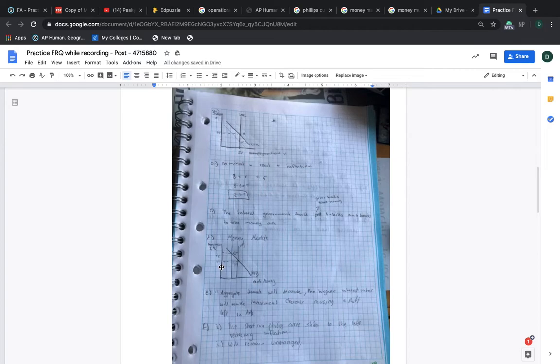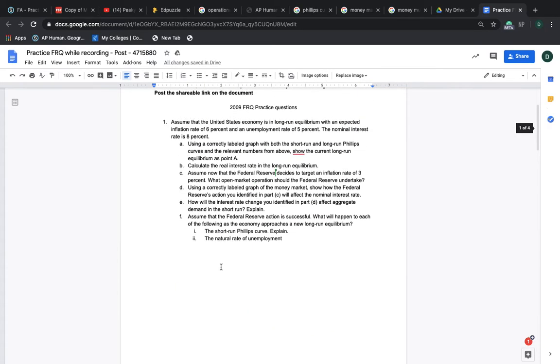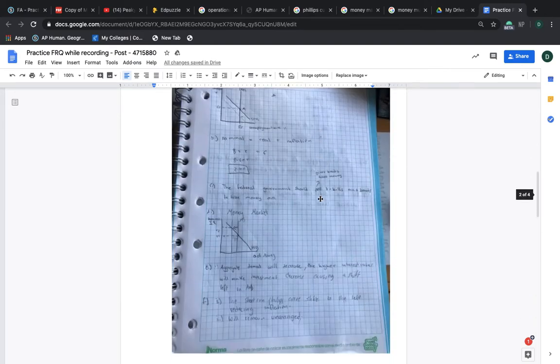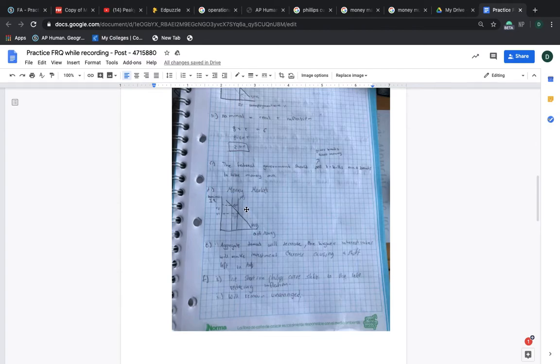Yes, the inflation rate. Then D is using a correctly labeled graph of the money market, show how the Federal Reserve's action identified in Part C will affect the nominal interest rate. So as previously mentioned, we can see that there is a decrease in money supply, a shift to the left, and since it's an inverse, downward sloping curve, the money demand, there is an increase in the interest rate.